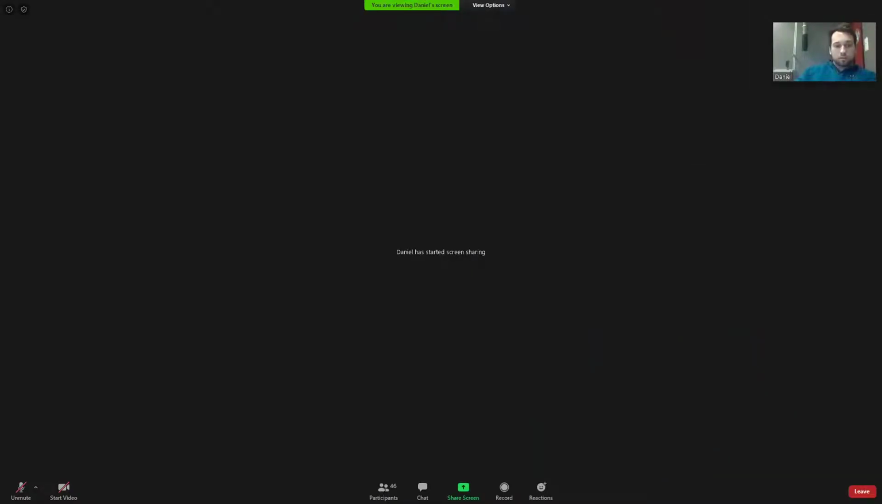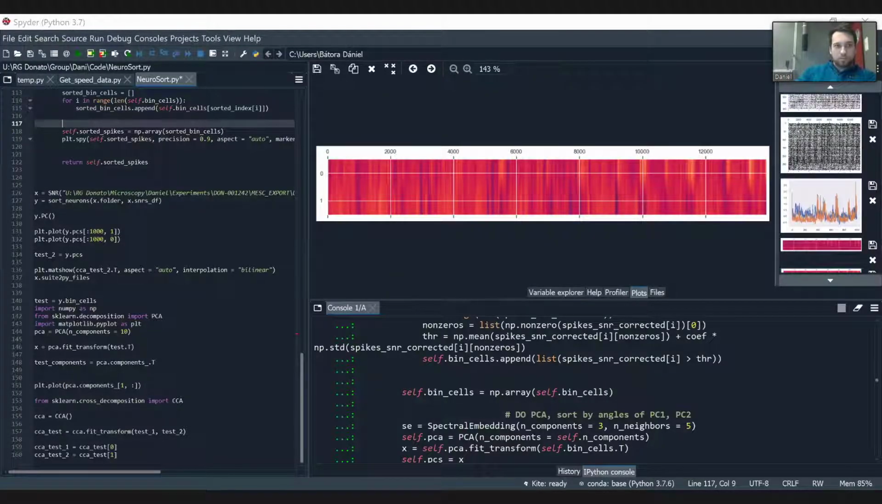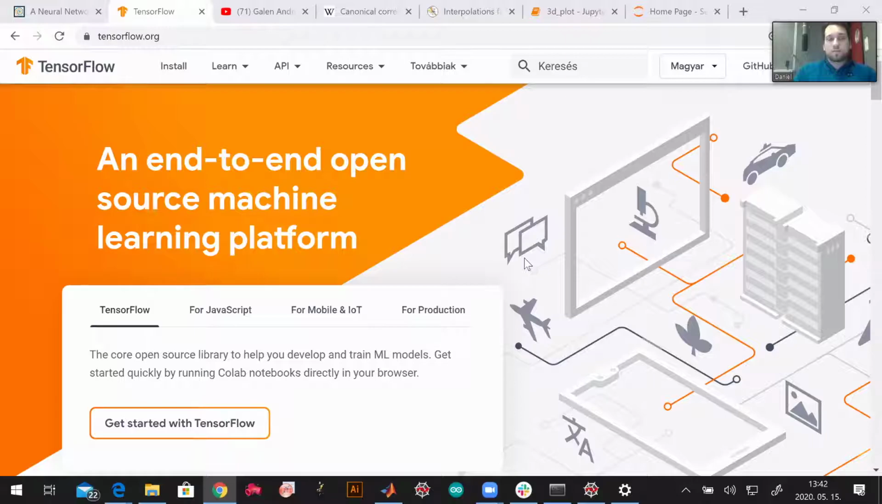Okay, Daniel, take it away. Okay, I'm going to share my screen now. Can you see my screen? Daniel, we see Spyder. We don't see the web page. Why? Not working. You have to choose the window that you want. Is it good now? Yeah, we see TensorFlow.